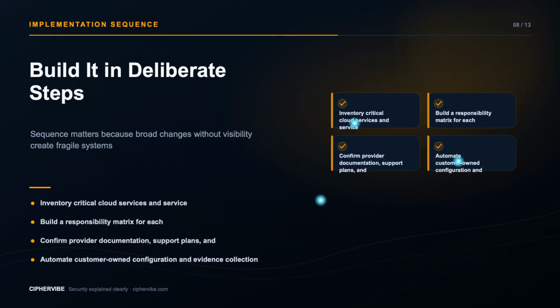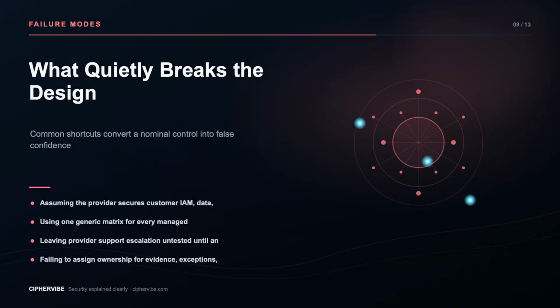The best rollout is one where a normal workflow succeeds, an unsafe path fails closed, and the team can explain the decision from logs rather than intuition. Security architecture fails most often through assumptions, not dramatic movie-style attacks. First, assuming the provider secures customer IAM, data, or configuration. Second, using one generic matrix for every managed service. Third, leaving provider support escalation untested until an outage. Fourth, failing to assign ownership for evidence, exceptions, and recovery.